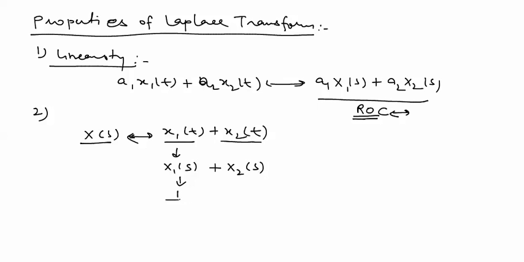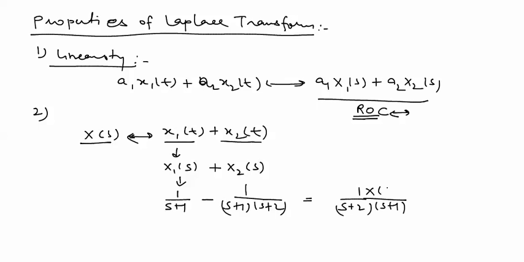If I consider the first Laplace transform as 1 upon s plus 1, minus 1 upon (s plus 1)(s plus 2). If I solve this expression, s plus 2 minus 1, multiplied with s plus 1, there s plus 1 in the numerator and denominator is cancelled. Now ROC is revised.